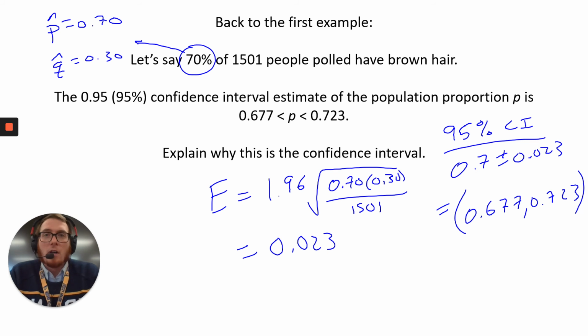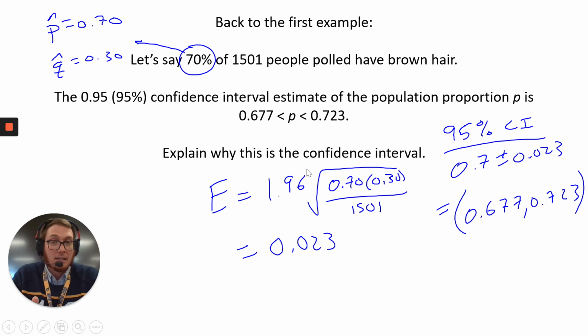All right, so let's go all the way back to what we started with. I gave you all of this information before, but it's very easy to find. 70%, that's p hat. 0.70 is p hat, which means q hat is 0.30. N is 1501 because that's the number of people. Find the 95% confidence interval. I've told you earlier it was this.